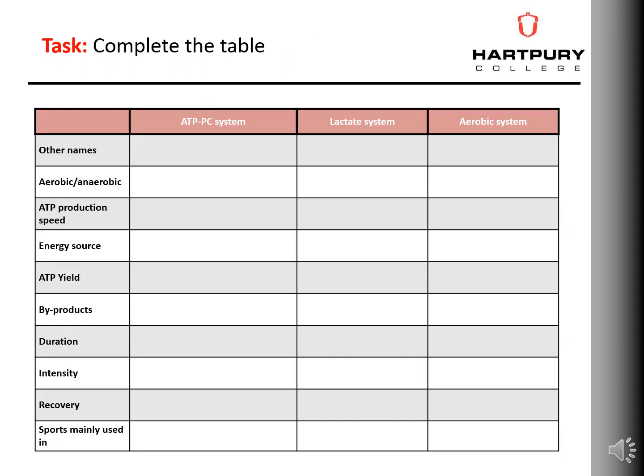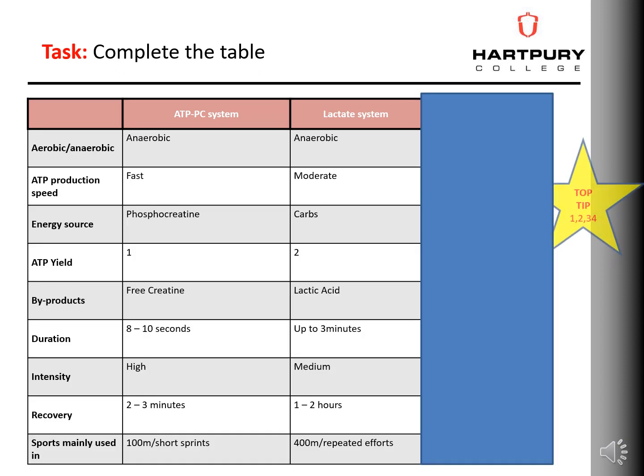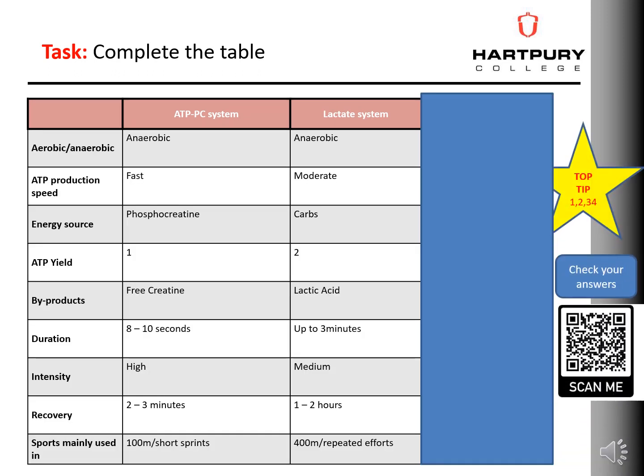Your task then is to complete the table for the lactate system. Okay, so our results should be as follows. Okay, so main components are the ATP yield is 2, creates 2 ATP. The byproducts are lactic acid. The duration, it can last up to 3 minutes. And the recovery is 1 to 2 hours. Great for 400 meters or repeated efforts.